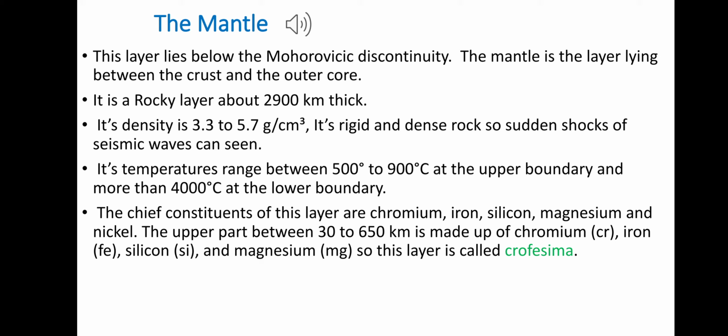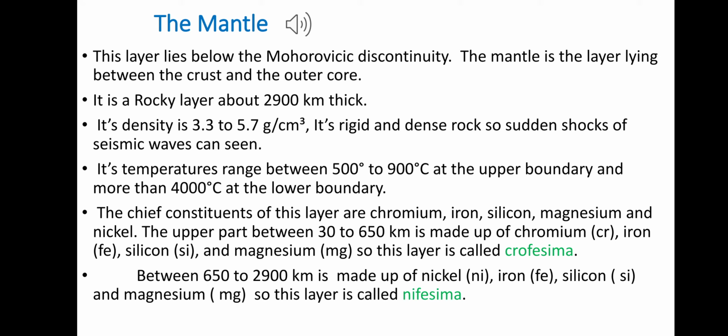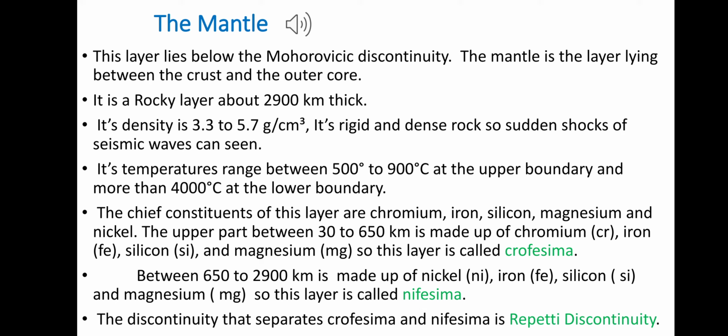Between 650 to 2900 km it is made up of nickel, iron, silicon and magnesium: nickel Ni, iron Fe, silicon Si and magnesium Mg. So that's why this layer is called nifesima. The discontinuity that separates crofesima and nifesima is called the Repetti discontinuity. Now let's watch a video about the mantle.